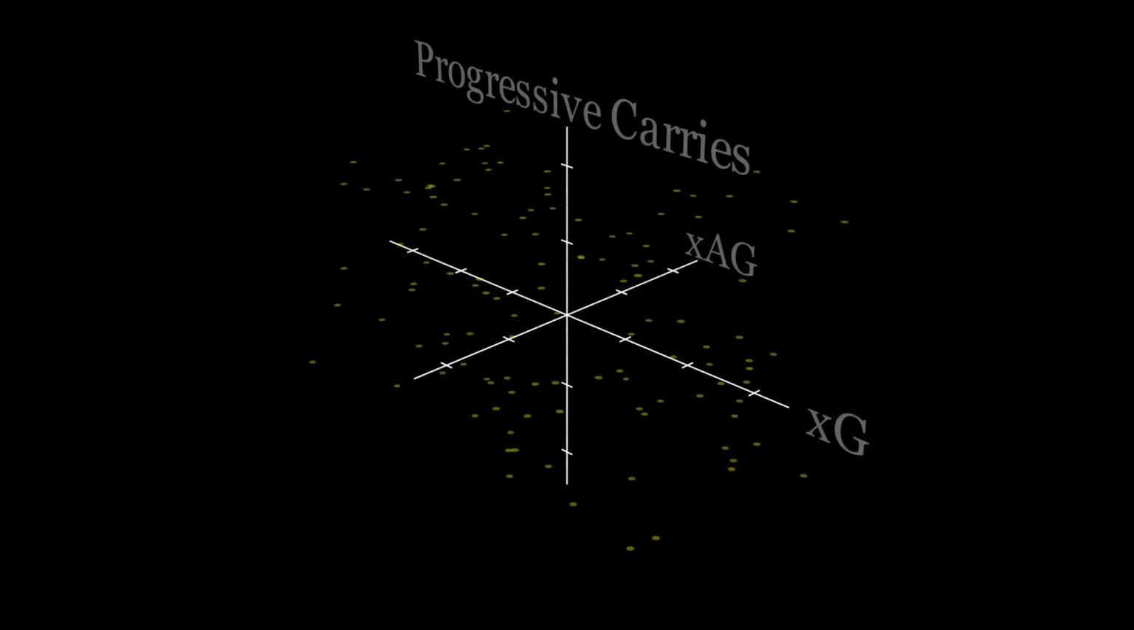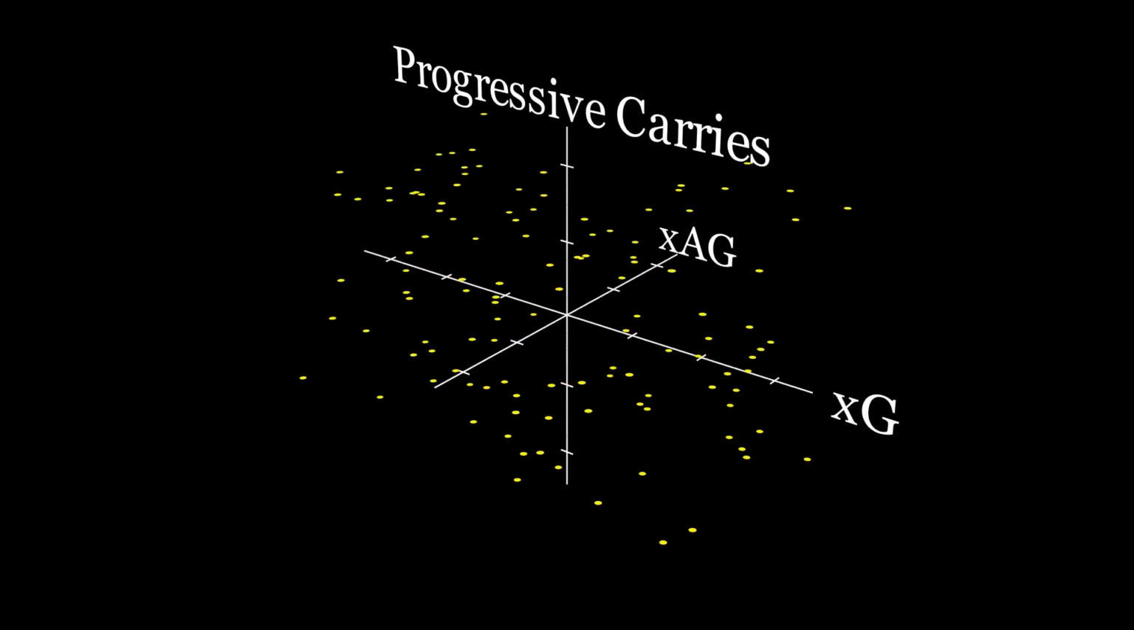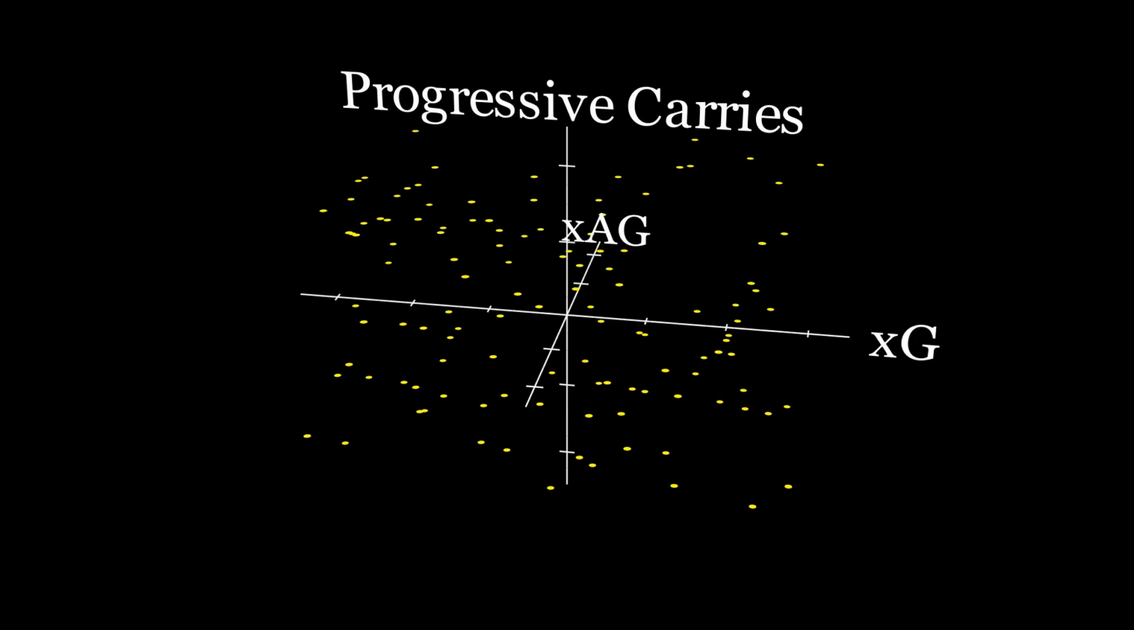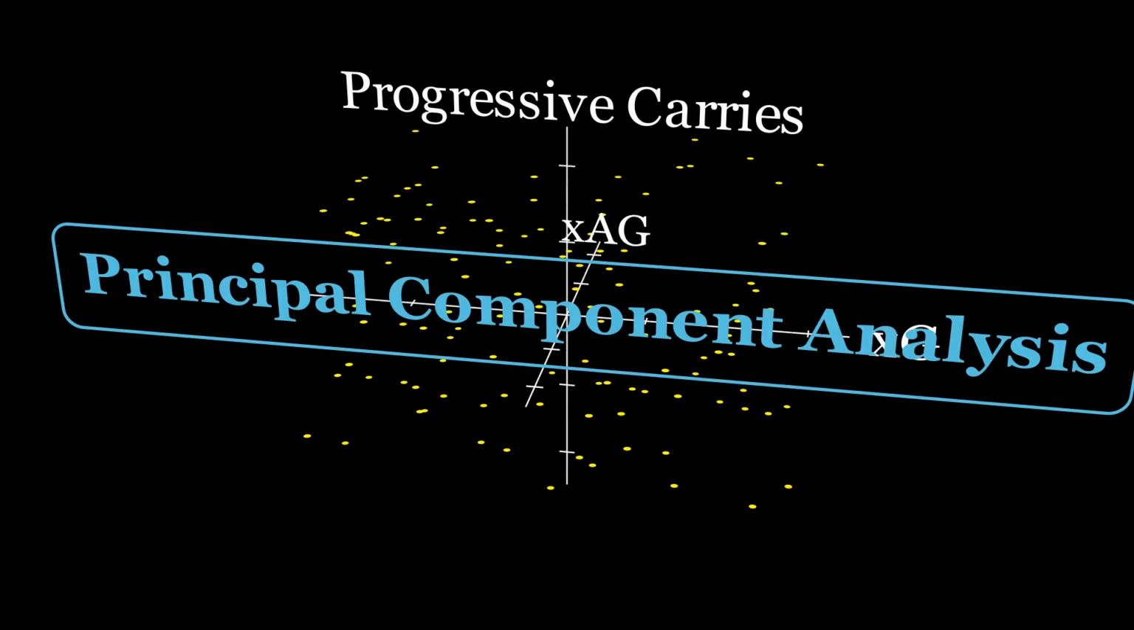But even this barely scratches the surface. We're still ignoring most of the information that actually defines how these players play. In reality, each player exists in a much higher dimensional space where every metric adds another axis. So, how do we reduce all of this complexity without throwing away what makes players different? That's where principal component analysis, or PCA, comes in.